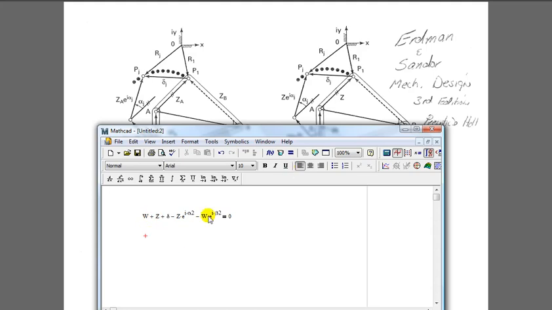And so this is going to become my W times E raised to the 1i times beta, control G 2, minus W, I'm going to bring those terms together, plus Z times E raised to the 1i times alpha 2 minus Z.